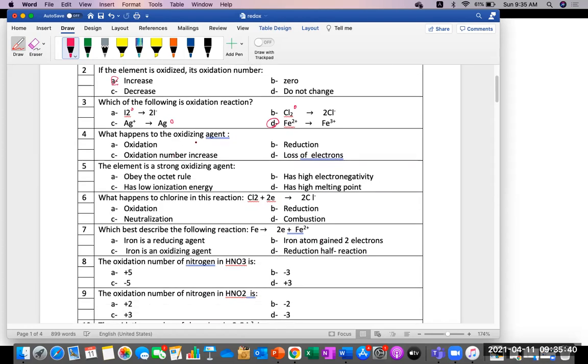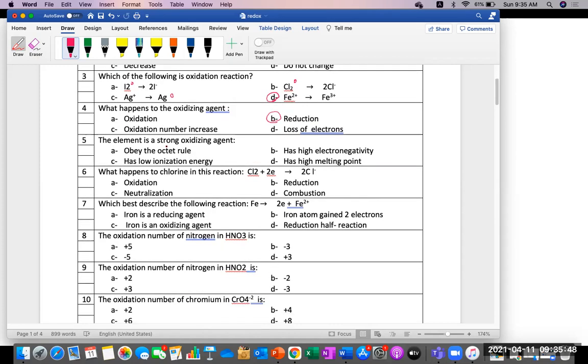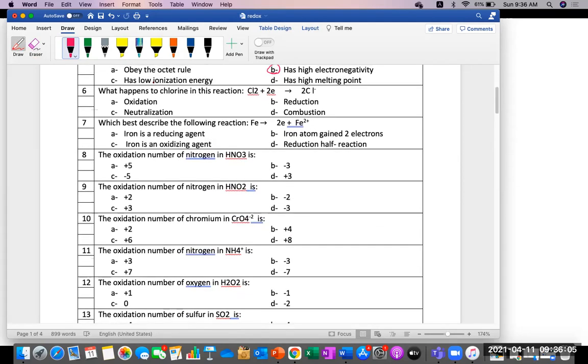What happens to the oxidizing agent? The oxidizing agent will be reduced, so it will be a reduction. Which element will be a strong oxidizing agent? To be a strong oxidizing agent means that it will be reduced, and to be reduced, it means that you will have a high electronegativity. What happened to chlorine in this reaction? So chlorine gained electrons, it means a reduction.